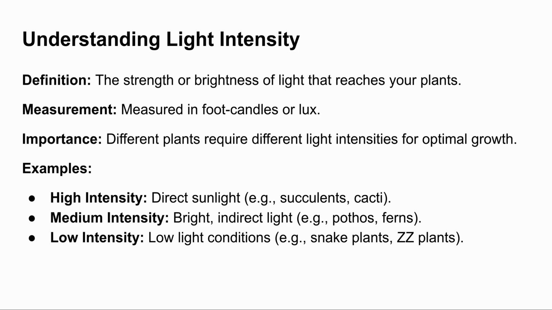Most of your houseplants are going to have a medium intensity, which means that they want bright indirect light. And that is the light that you have to find the perfect balance. Too much sun and they will get burned, not enough sun and they will get very small leaves or quit growing altogether. So, light intensity is a very important part of lighting for plants.